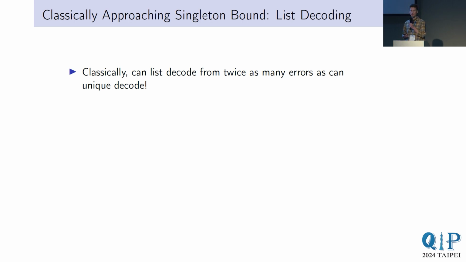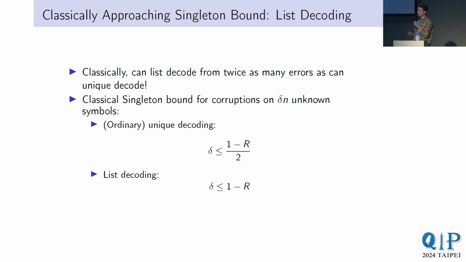It turns out that if we relax to list decoding, then classically we can get back to the singleton bound. So we can list decode from twice as many errors as we can unique decode, assuming errors in unknown locations. And just to put numbers on that, as I mentioned, for ordinary unique decoding classically, we can correct up to 1 minus r over 2 fraction errors. For list decoding, we can get back up to 1 minus r.